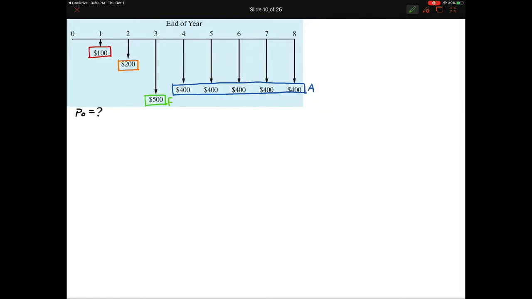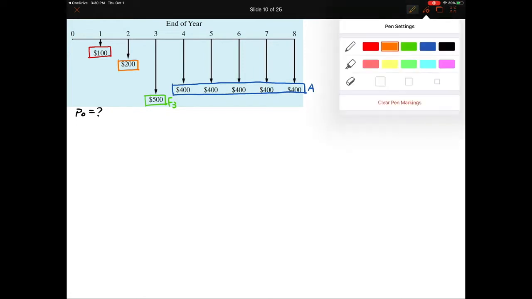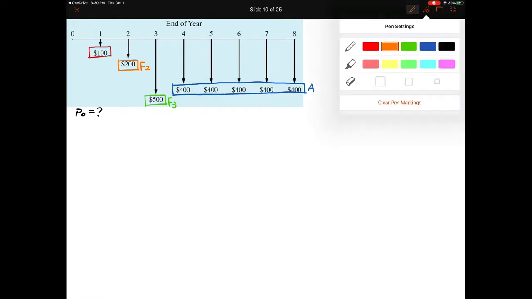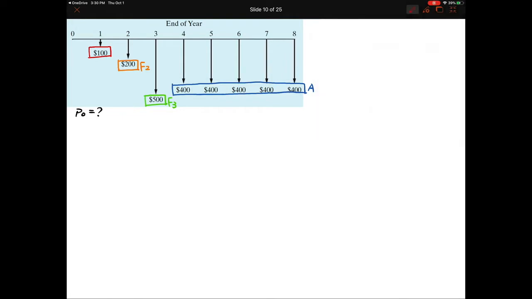Okay, so this is annuity. This is some future value. You can label it as F3 because it's happening at the end of year 3. Just to make clear for yourself. And this is F2. And this is F1. Okay? So now you have how many parts? 4 parts.